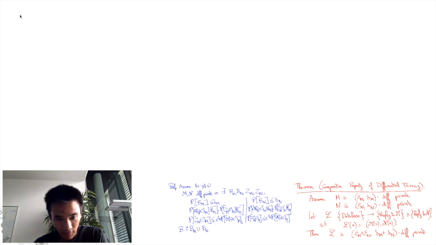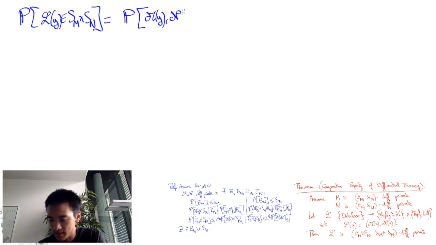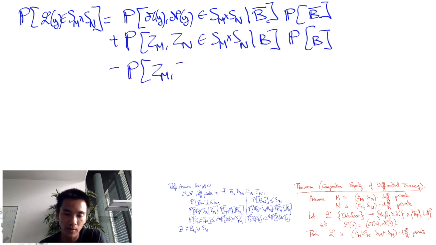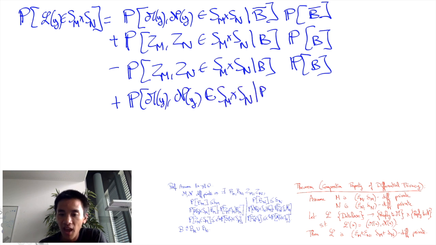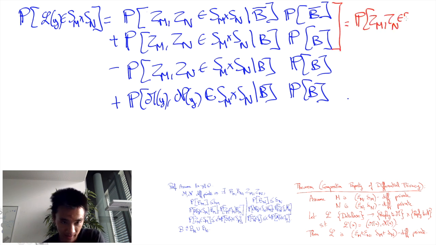The probability that M of Y and N of Y are in Sm times Sn is equal to the probability that, so I'm going to decompose it into the event where the breach happens and the event where the breach does not happen, and I'm going to add two additional terms that cancel each other out, where the Zm and Zn appear. Now crucially, M of Y, given that there's no breach, behaves exactly like Zm, and similarly for N of Y. And this means that we can collapse all of the first terms into the probability that Zm and Zn are in Sm and Sn.